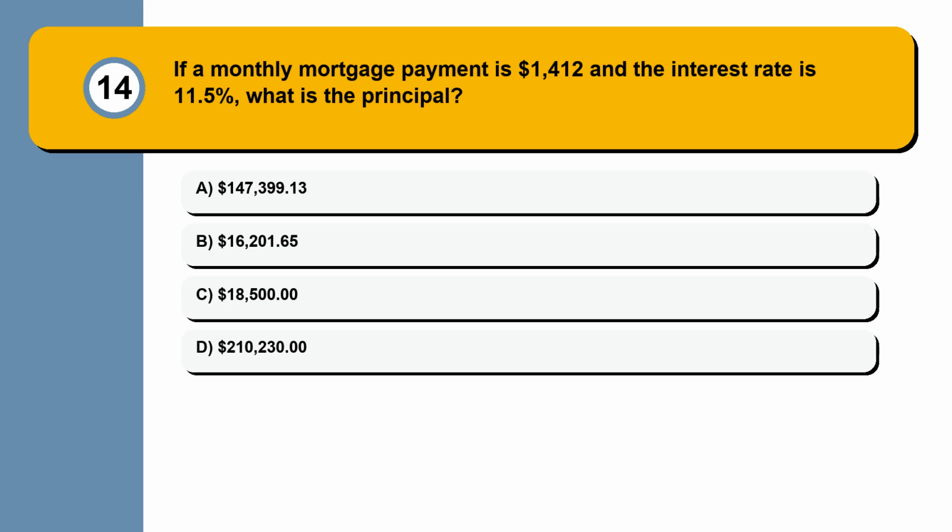Question 14. If a monthly mortgage payment is $1,412 and the interest rate is 11.5%, what is the principal? $147,399.13, $16,201.65, $18,500, $210,230.